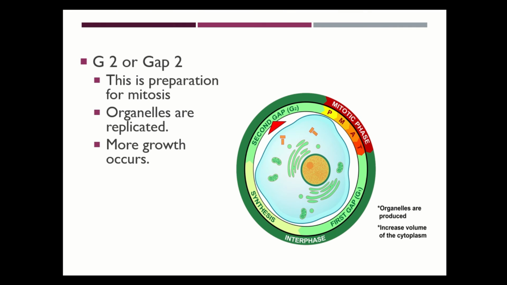Next one, we have the G2 or the gap 2. So, this is the preparation for mitosis. Ibig sabihin, mas maraming growth ang nangyayari dito. Kasi it will undergo the mitotic phase. And also, this is where the organelles are replicated. And again, increase in volume of the cytoplasm. And if hindi nila na-met yung desired conditions dito sa gap 2, mapupunta yung cell sa gap 0. So, dun na masasabi na hindi na siya pwedeng tumuloy sa mitotic phase or sa mitosis.